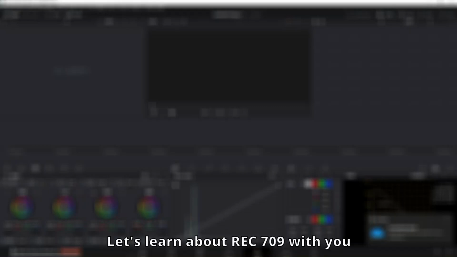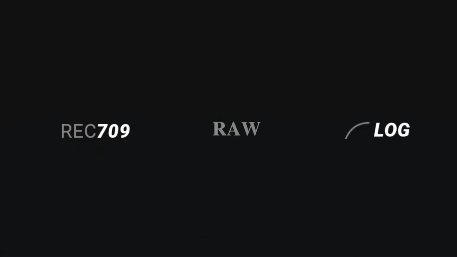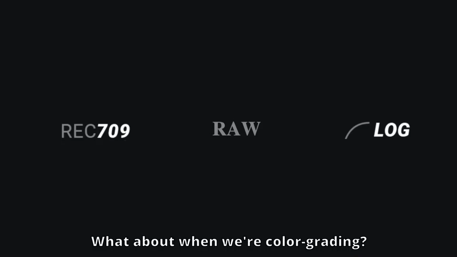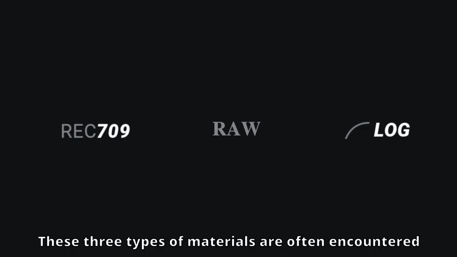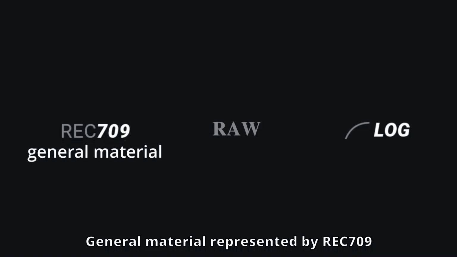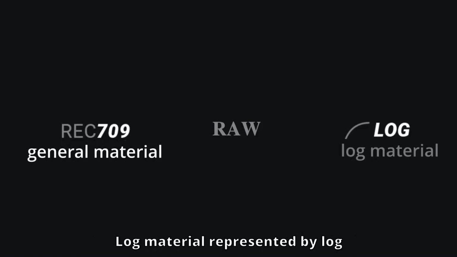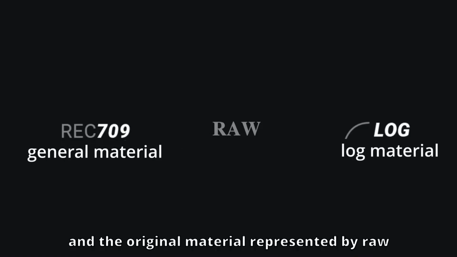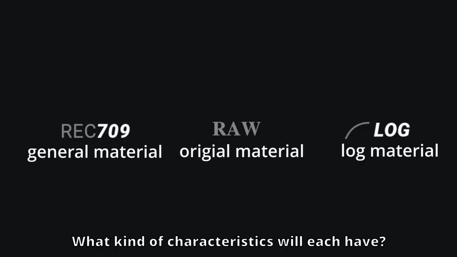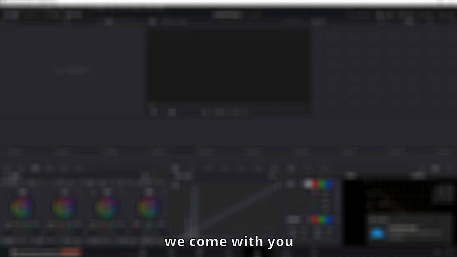Today let's learn about IEC 709, Log, and Raw with you. When we are color grading, these three types of material are often encountered: general material represented by IEC 709, log material represented by Log, and the original material represented by Raw. What characteristics will each of these three types of material have? Specifically, we will introduce them through this lesson.